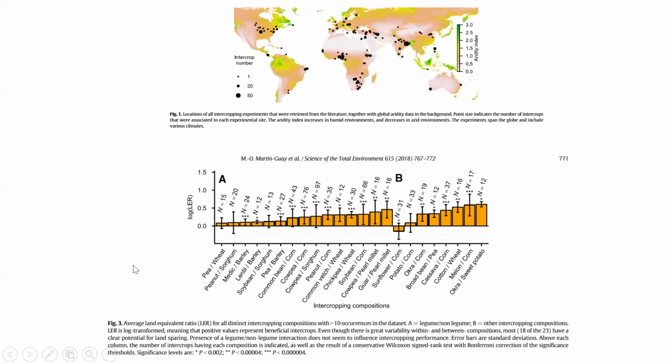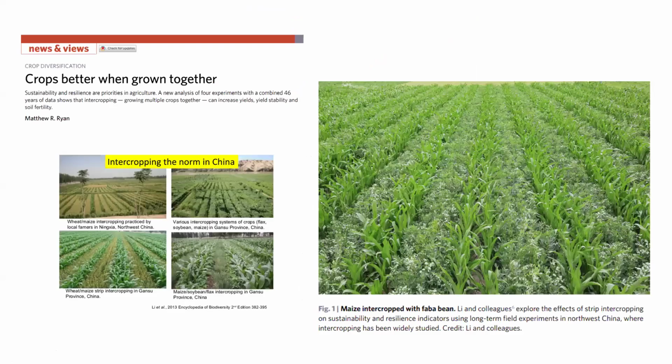And here is the data that the authors drew from. All these points here are where intercropping studies were reviewed, and that data was summarized in this figure. And we can see that for almost every intercrop combination, there is over-yielding, which means the land equivalent ratio is greater than 1, and so productivity is increased.